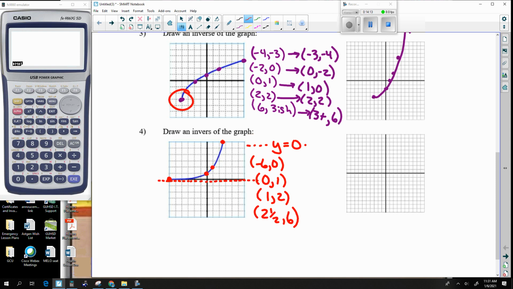Okay. Inverses means my dotted uncrossable line is now going to be x is equal to 0, because again, y's become x's, x's become y's. This point goes to 0, -6, 1, 0, 1, 6, 2.5.